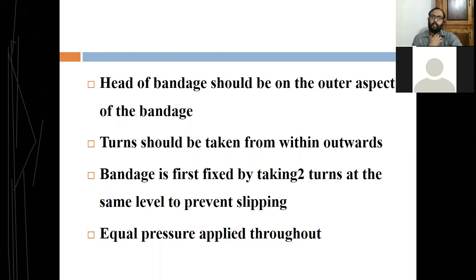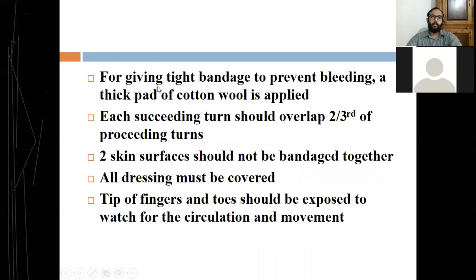The next thing is that equal pressure should be maintained throughout the bandage. In some area, it should not be more tight, and it should not be more loose. Equal pressure should be maintained throughout the bandage. This is important. Coming to the next aspect.